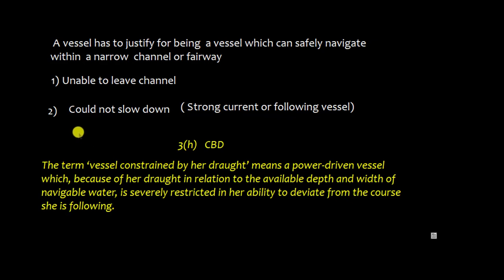It is also interesting to note the definition 3h of a CBD. The term vessel constrained by her draft means a power-driven vessel which, because of her draft in relation to the available depth and width of navigable water, is severely restricted in her ability to deviate from the course she is following.